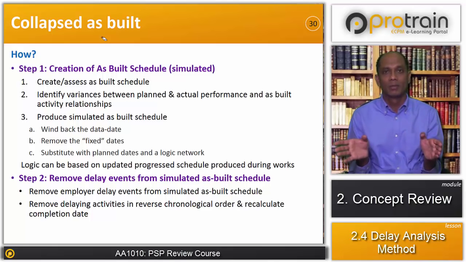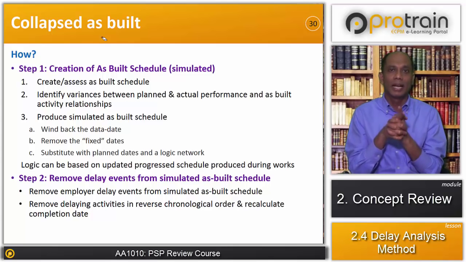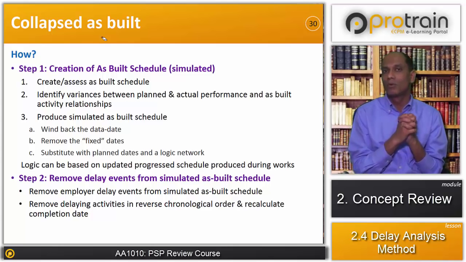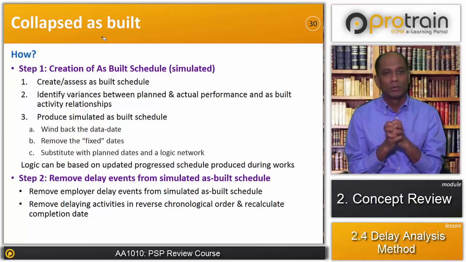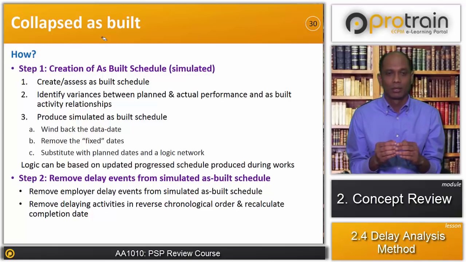So we have an as-built schedule. The as-built schedule has already captured the delays that happened in the project, and it is following the as-built sequence of work, and it has the as-built dates in the schedule as well. Now in step 2, we remove delay events from the simulated as-built schedule and see how the as-built schedule is collapsing.